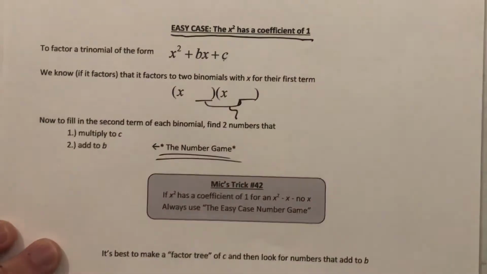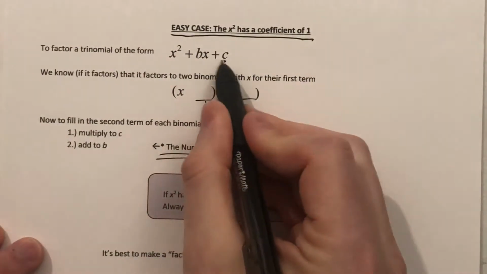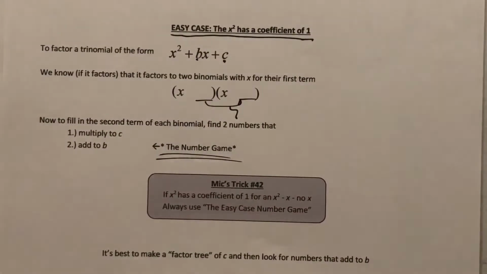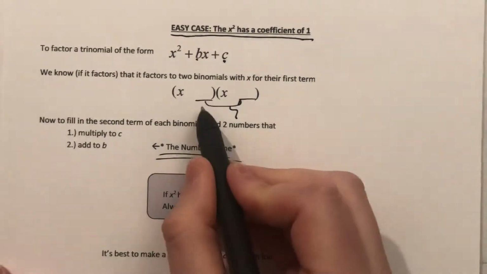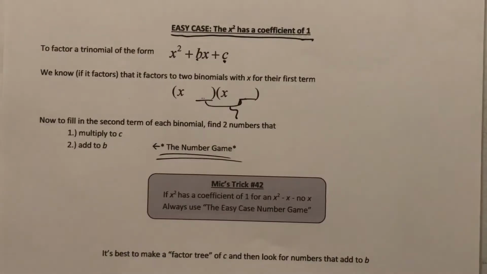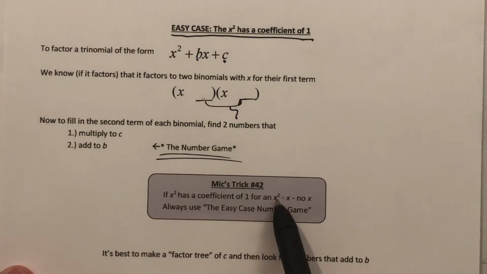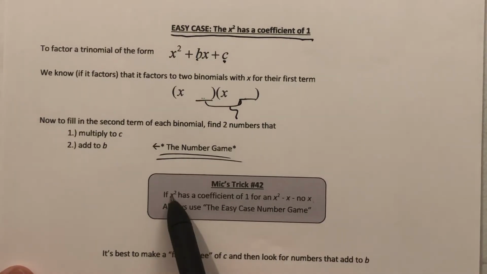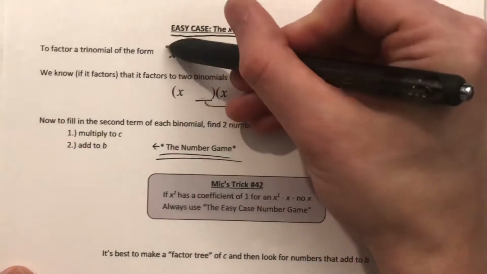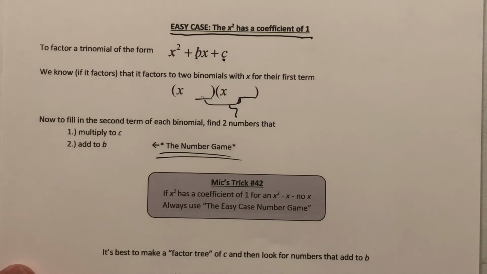And that should sound familiar from earlier in the semester because that is the thing that I called the number game. We're going to be playing the number game with these two values, and in doing so, really without any extra steps or lines of algebra, we're going to figure out the numbers that fill in those two gaps, and we're going to have our fully factored final answer. So that's the mixed tricks, just kind of reminding you: when you have an x squared, x, no x, where x squared's coefficient is a 1, 1 out front, we're just going to use the easy case number game, okay?